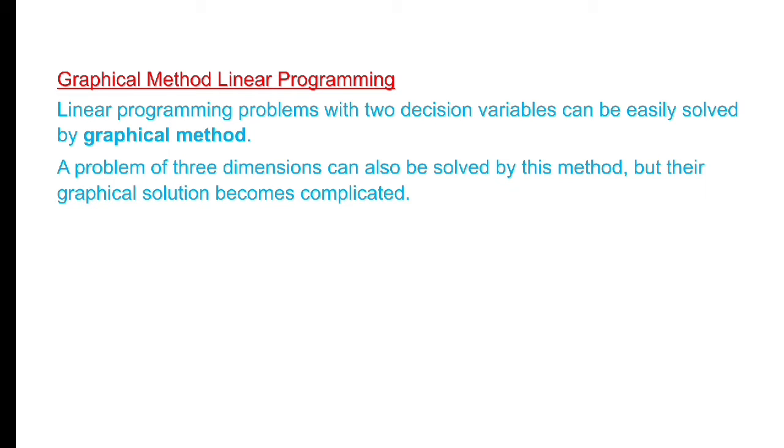Graphical method of linear programming. If two decision variables are there, we can solve by the graphical method. If there are more than two decision variables, we cannot apply the graphical method. Then we have to go for an advanced method, but we don't have that in the syllabus. We have only the graphical method. A problem of three dimensions can also be solved by this method, but the graphical solution becomes complicated.